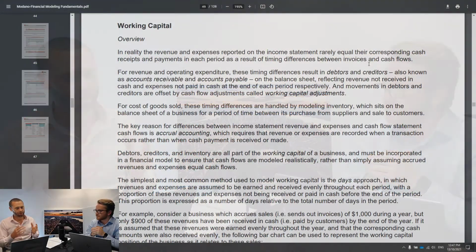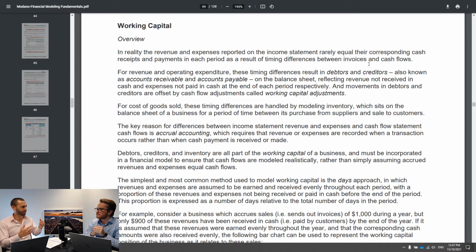Okay, guys, so the Apple financial model now contains our financial statement shells, our revenues, cost of goods sold, operating expenditure, and we now need to include working capital in the model. And working capital basically refers to the fact that not all revenue and expenses is received and paid in cash at any point in time. So, simplistically, in most financial models, working capital includes accounts receivable, accounts payable, or debtors and creditors, and inventory.